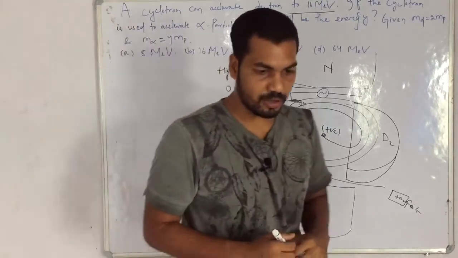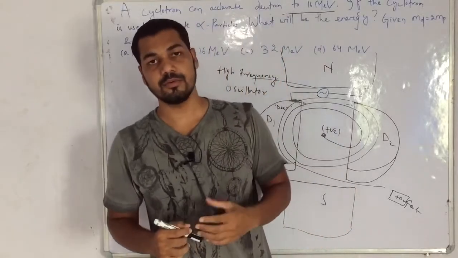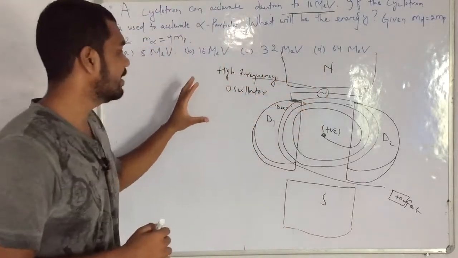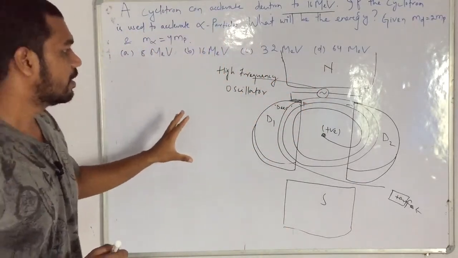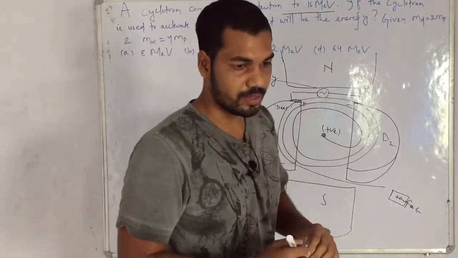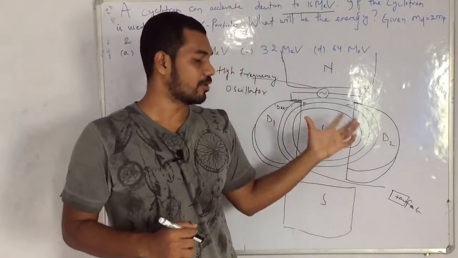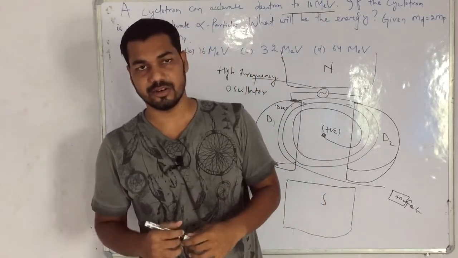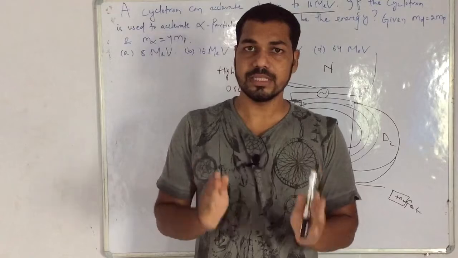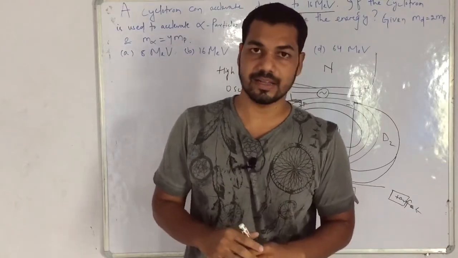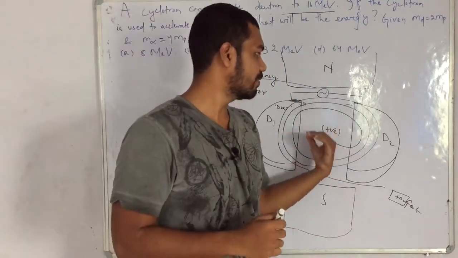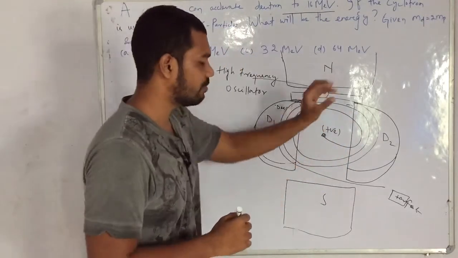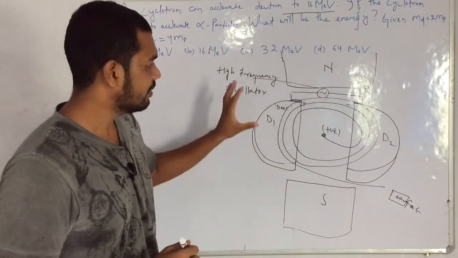So before solving the problem, we have to discuss a little bit about the cyclotron, because we have to find the energy expression for the particles which we use in a cyclotron. A cyclotron is basically a particle accelerator where we use positively charged particles to accelerate with high speed. So this is the complete setup of a cyclotron which is in a vacuum.